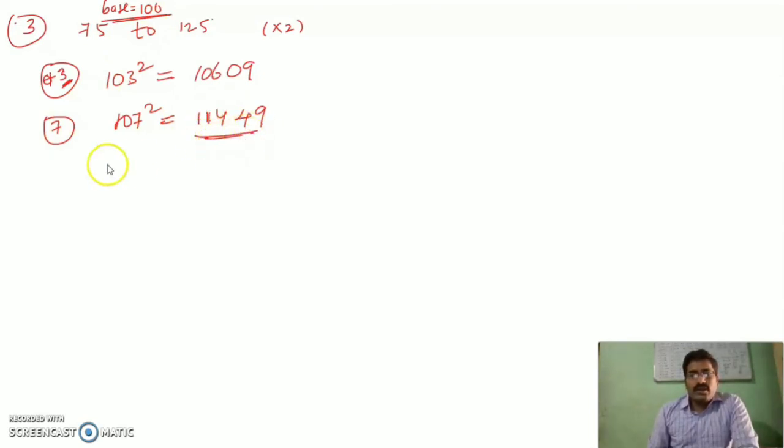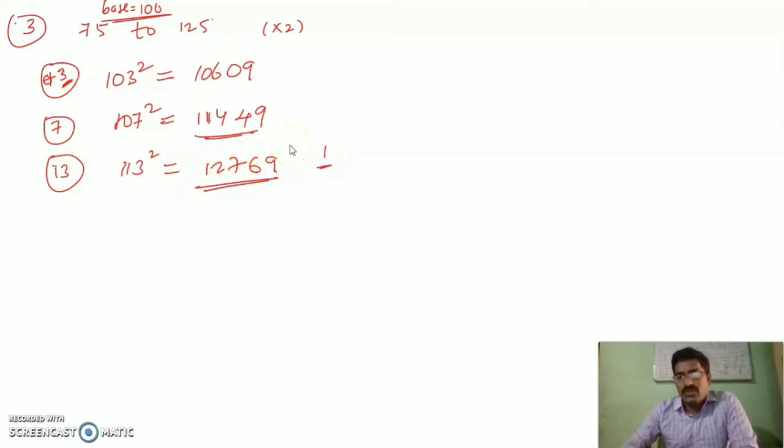114, 49. Suppose 113 square how much? 113 is how much more than 100? 13. 13 square value how much? 169. So carry 1 of 169. 2 times 13, 26. 26 plus 100, 126, plus 1, 127. So 113 square how much? 12769.